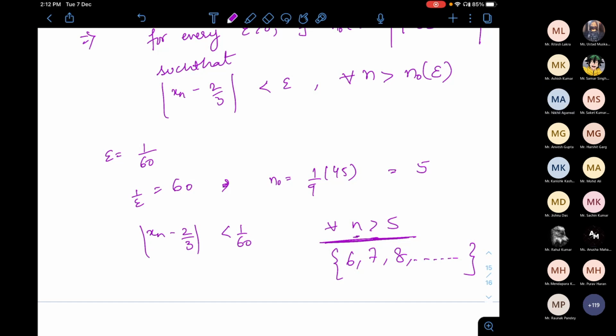Is it clear, whoever asked the doubt? Nikhil, is it clear? Yes, ma'am. So automatically I am taking n greater than this, and n is a natural number.